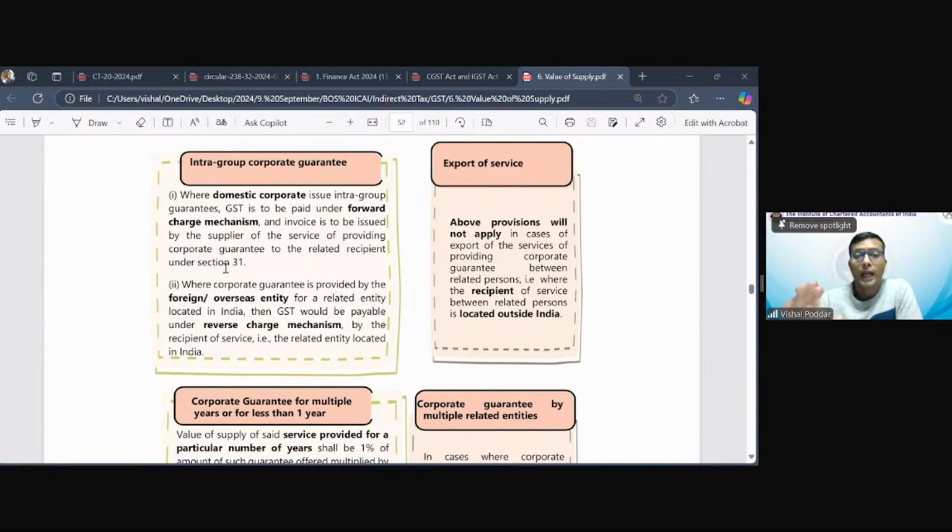And anyways, beta, at our exam level, we should never apply the cases which are of High Court because our exam is at the central level. So we generally follow the cases only of the Supreme Court.